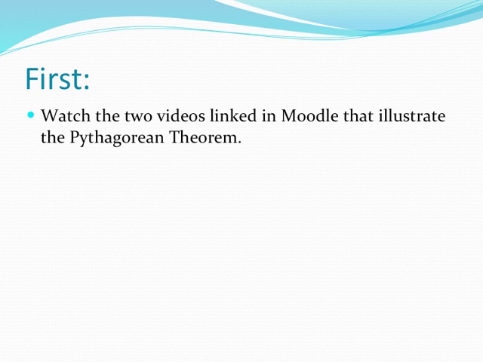First, in Moodle, I've linked two videos that illustrate the Pythagorean theorem. One of them is what we call a visual proof. It's an animation that shows you why the Pythagorean theorem is true for all right triangles. And the other is an example that helps you think of what it really means to say that a squared plus b squared equals c squared. If you haven't already done so, you should watch those first.